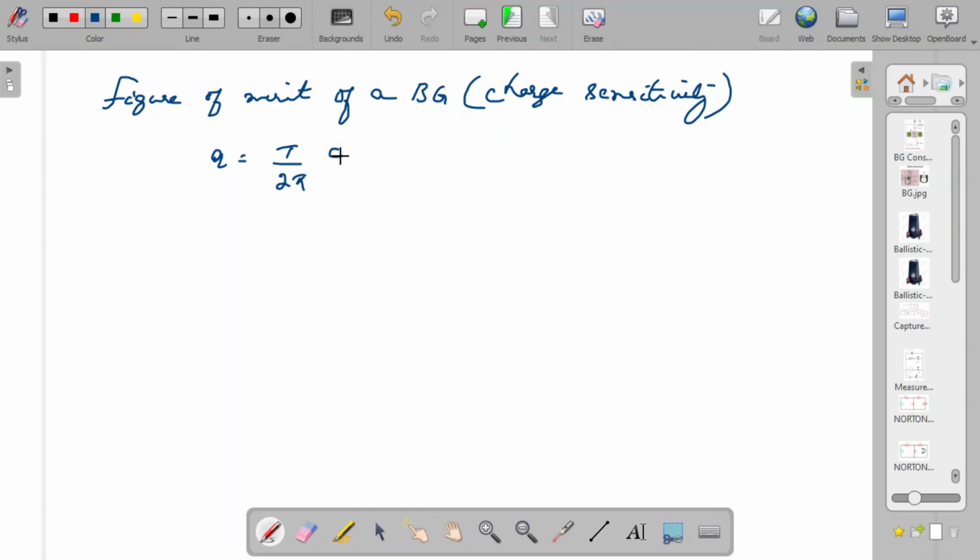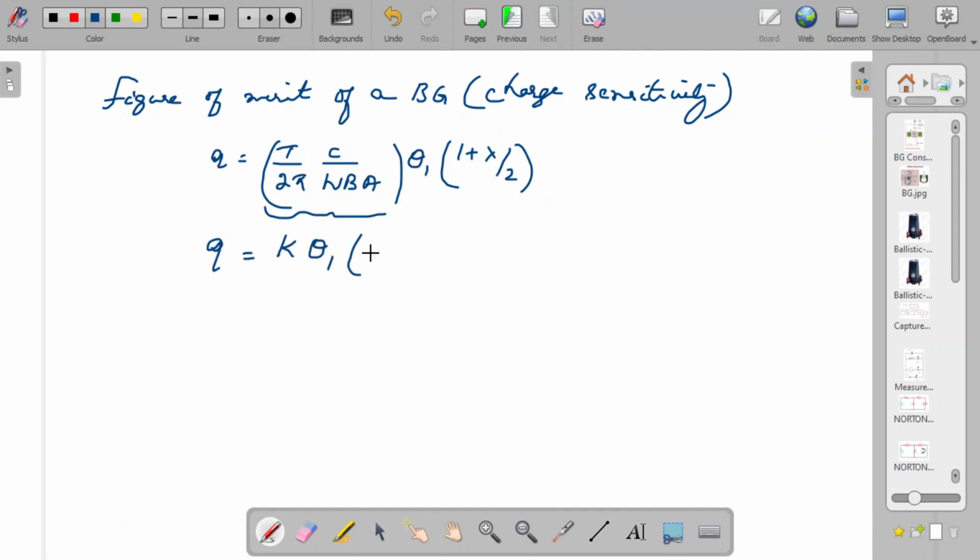Theta 1 is the first practically experienced throw. Lambda is the logarithmic decrement. Everything we have learned in the previous session. And here this parameter, normally it is represented using the letter capital K. So I can write it as K theta 1 into 1 plus lambda by 2.